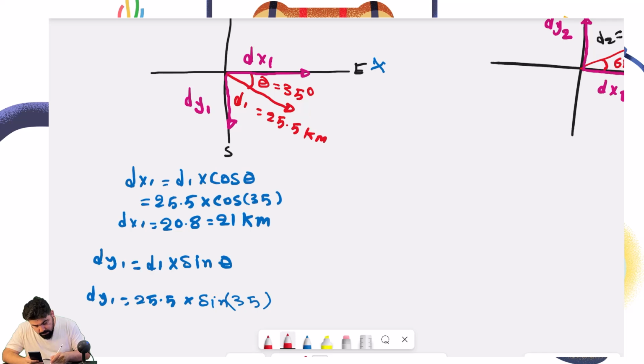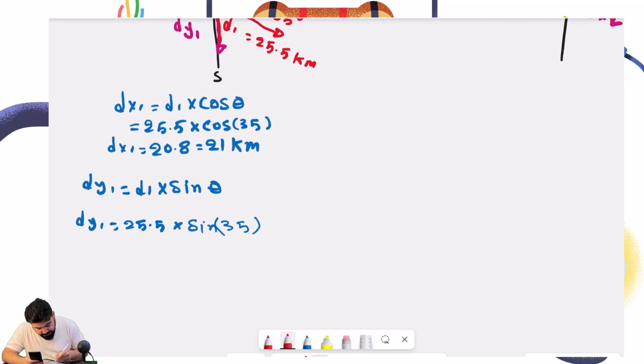Now I just want to mention something else here, which is, guys, look at the y. dy1 is going downwards. Before I say it, think about it. Am I missing something here? Yes, of course. I should add a negative to this. Why? Because this y is going downwards. It's going to south. South is negative, so careful. So my dy1 is equal to negative 14.6, but I'm going to call it negative 15 kilometers. Please pay attention to the direction.